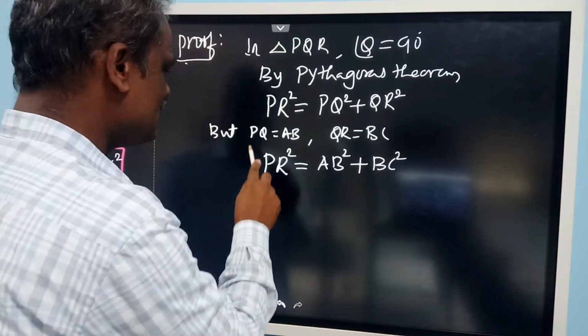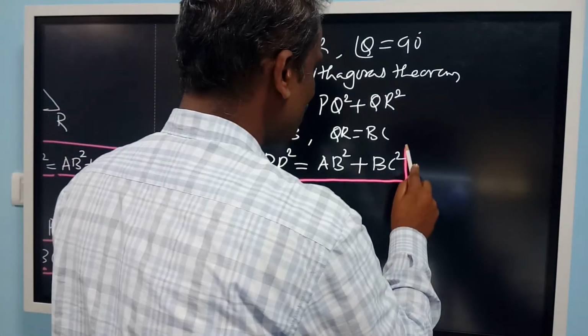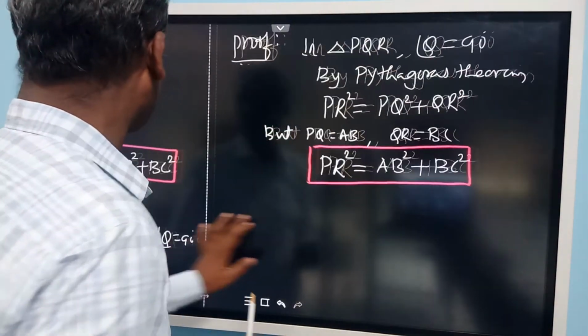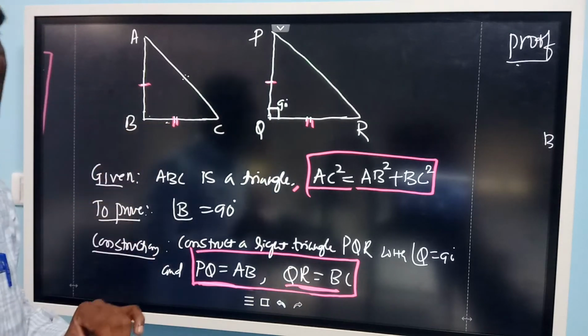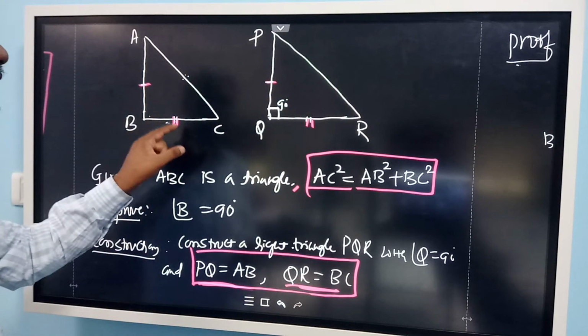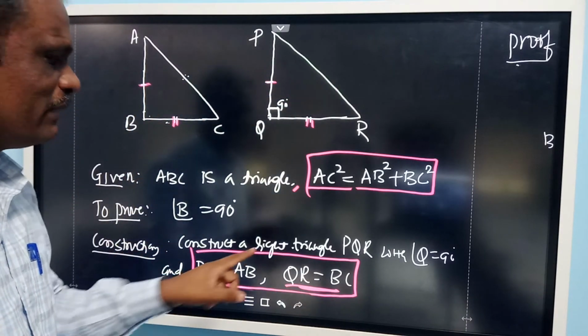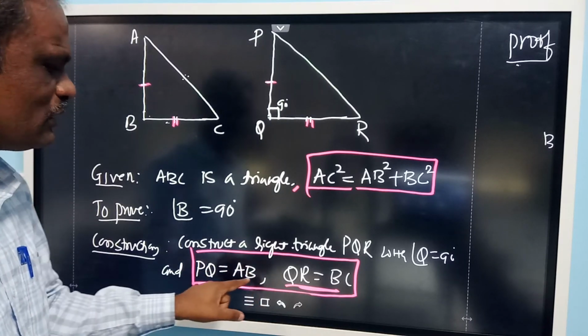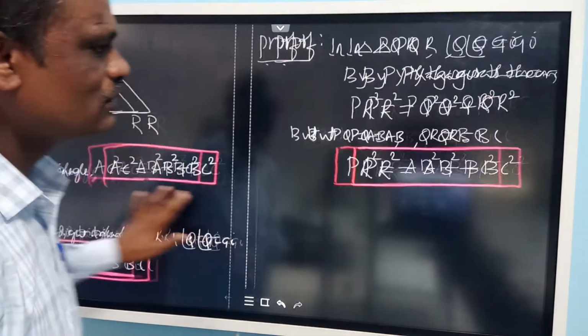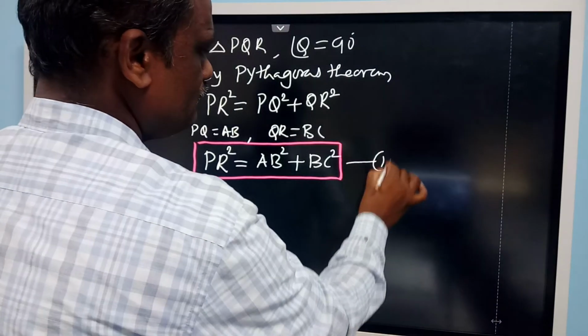So you got one relation here, the relation between these two triangles. We proved that PR square is equal to AB square plus BC square, because we have PQ equal to AB and QR equal to BC. So this is one equation.